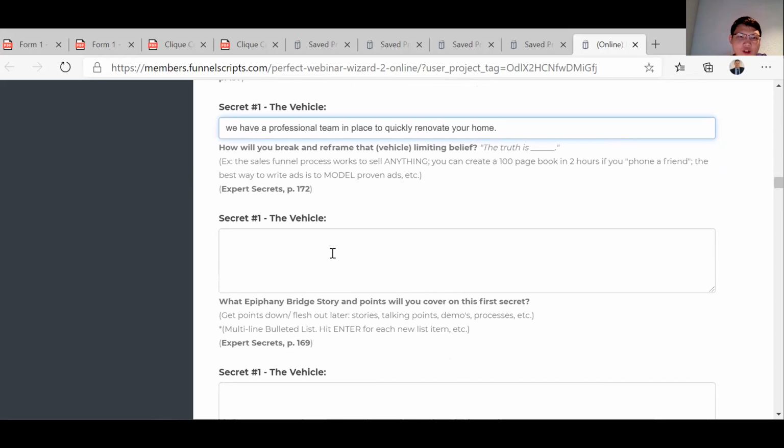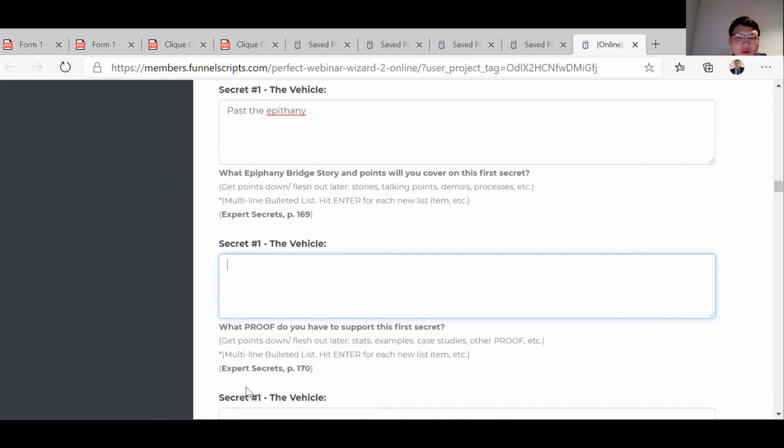Okay, this one is a copy of the story and put it here. So basically, you just have to tell them the story. How did you come up with the story? And I copy and paste here. So what is that person bridge story and the point you can cover in the first secret? So yeah, paste that bridge. And so number one is what a proof. So basically, you just have to have the photo of the property, or maybe have the testimonial. That's one.